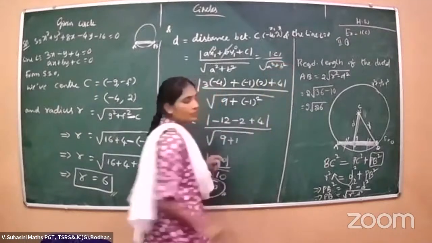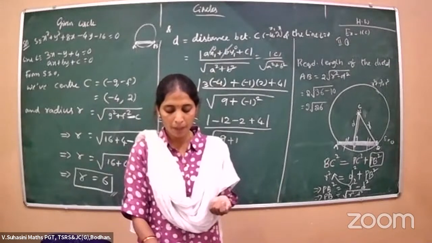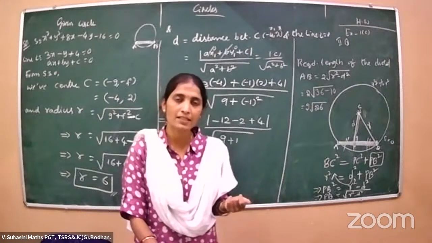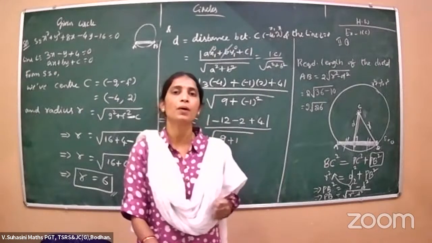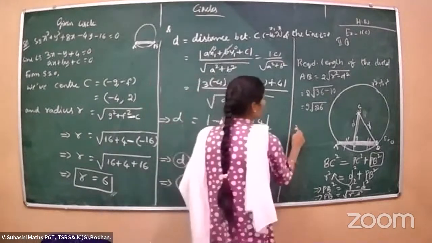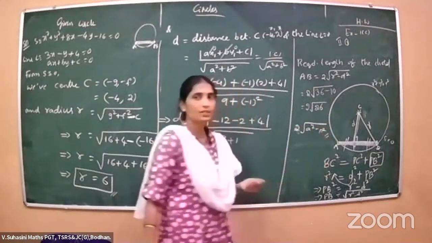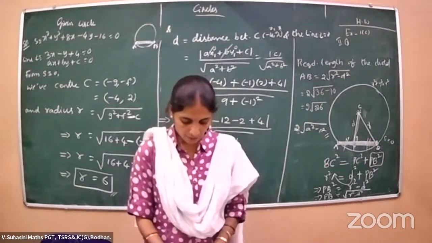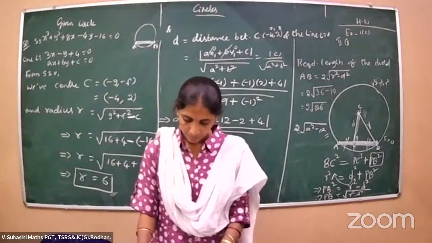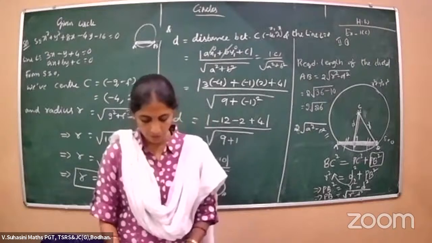What is the constant in the equation of the line, children? t. So, d will be mod t by root cos square alpha plus sin square alpha. What is cos square alpha plus sin square alpha? 1. So, d is equal to mod t. And r is equal to a. So, the length of the curve is 2 times root a square minus t square. That's all. So, with this, you can do these 3 questions. And you can also do the fourth question.